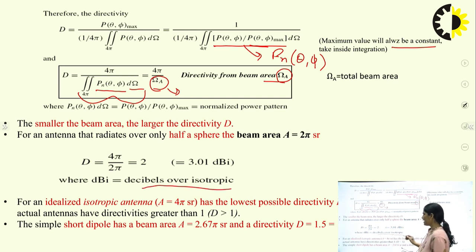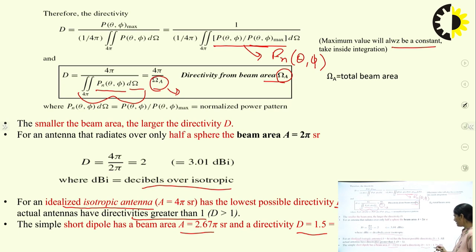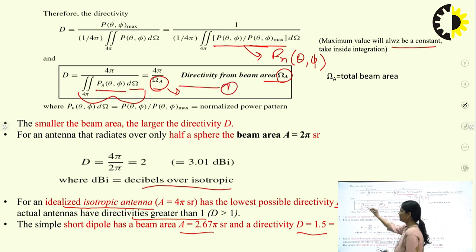which you can find out in dB as 3.01 decibels over isotropic. Now, an idealized isotropic antenna has the lowest possible directivity, D is equal to 1. All actual antennas have directivities greater than 1, D is greater than 1, right? Now, if you are considering a simple short dipole, it has beam area omega A equal to 2.67 pi steradian. So, directivity is equal to what? 1.5. Or in dB, that is equal to 1.76. You can put all these values in this formula and you can find out directivity.